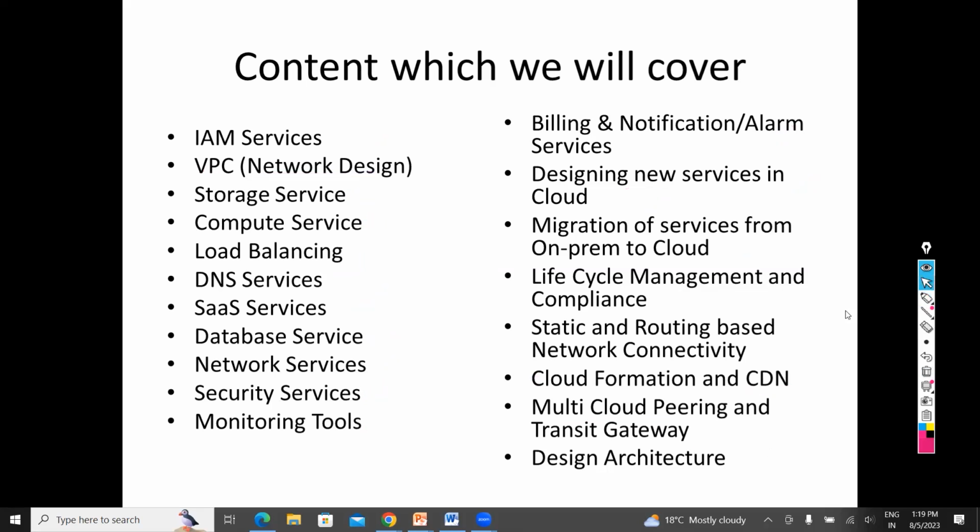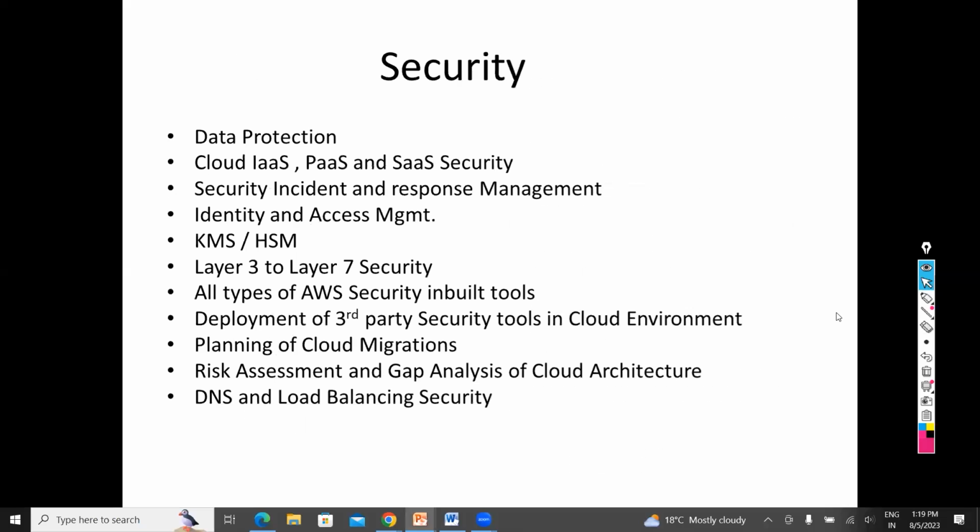So these are some basic contents which we will cover. Then in the security, what things will we cover? We will cover data protection.